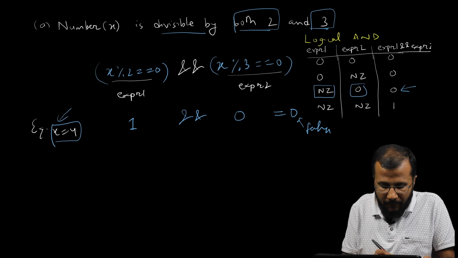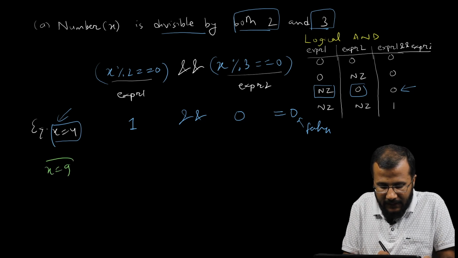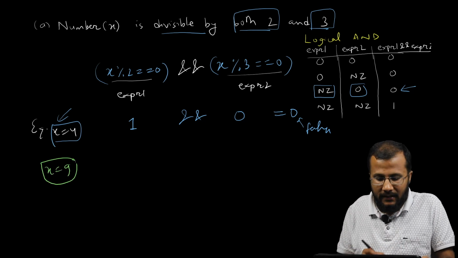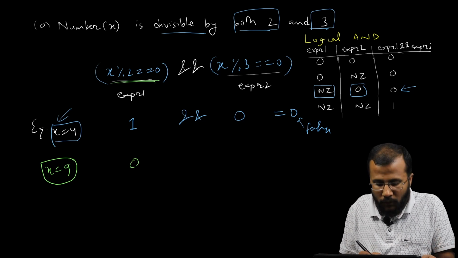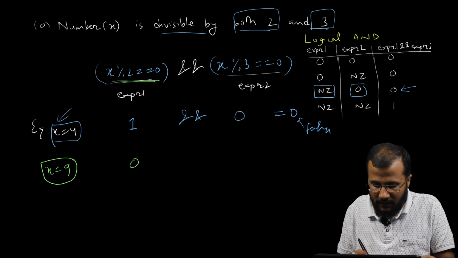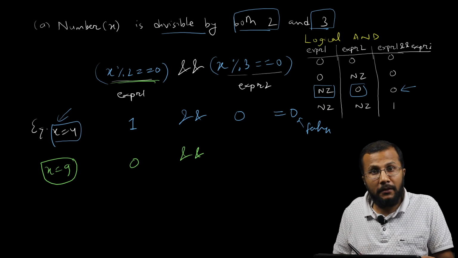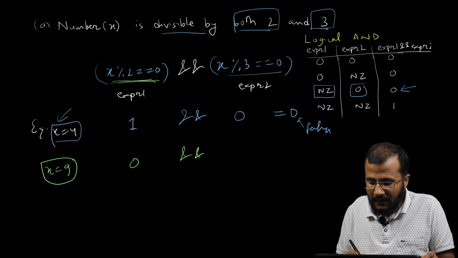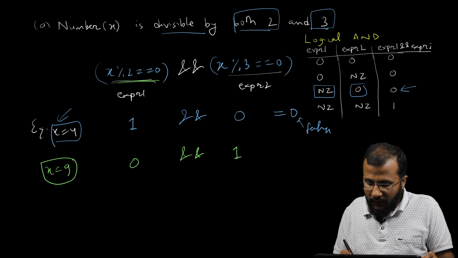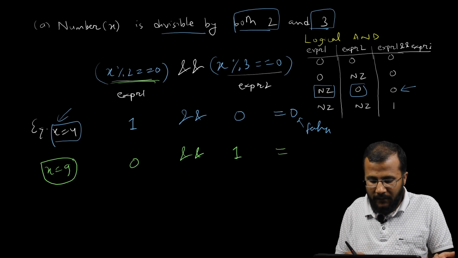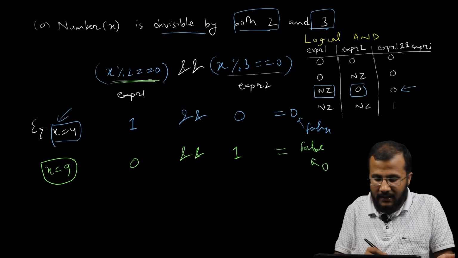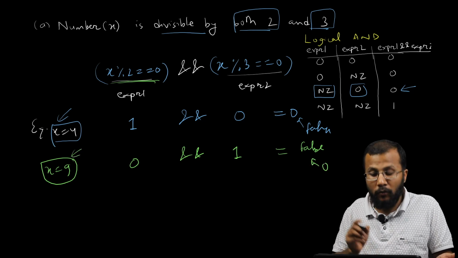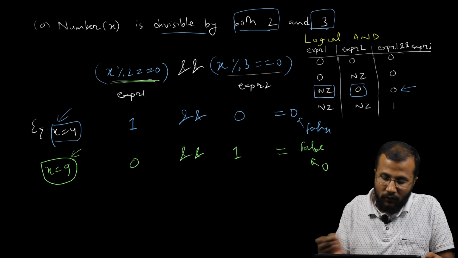Let's try one more example wherein x is 9. If x is 9, let's see what happens. Is 9 divisible by 2? No, 9 is not divisible by 2, so the output here is false for the first expression. Is 9 divisible by 3? Yes, 9 is divisible by 3, so this is 1. If you just look at the truth table for logical AND, one of them is false, so the output is also false, that is 0. That means 9 is not divisible by both 2 and 3. It is only divisible by 3.